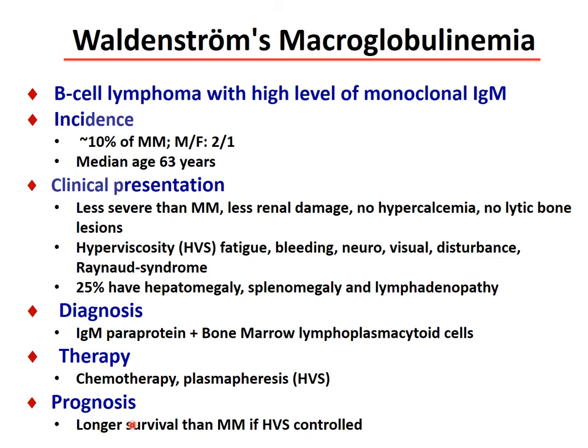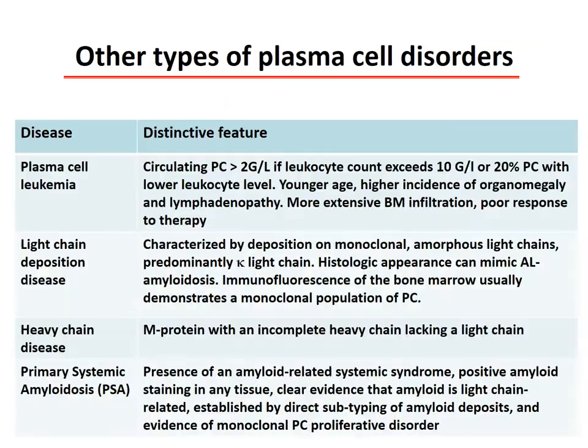And relatively, the survival rate is better than in multiple myeloma if the hyperviscosity is controlled. Another type is plasma cell leukemia, when we have about 2 gigapeliter of circulating plasma cells, the leukocyte count usually exceeds 10 gigapeliter, or over 20% is plasma cells. Very extensive bone marrow infiltration, and it is the therapy-resistant form of these diseases.